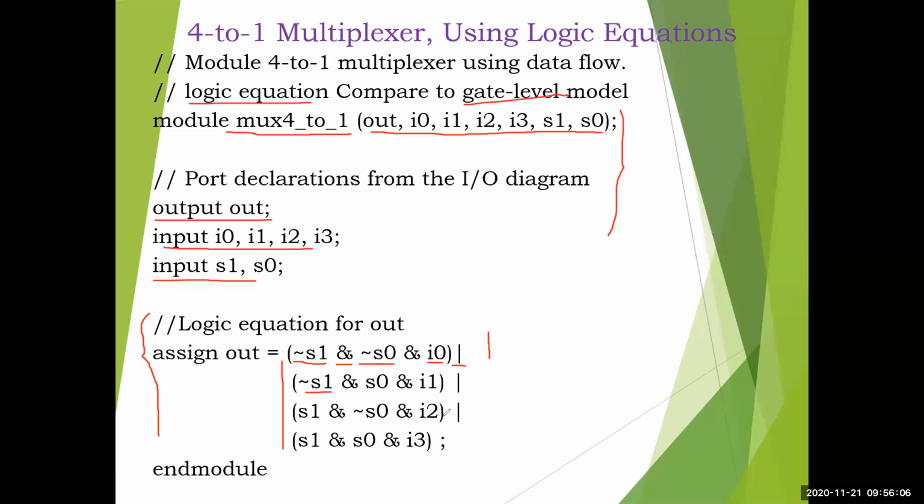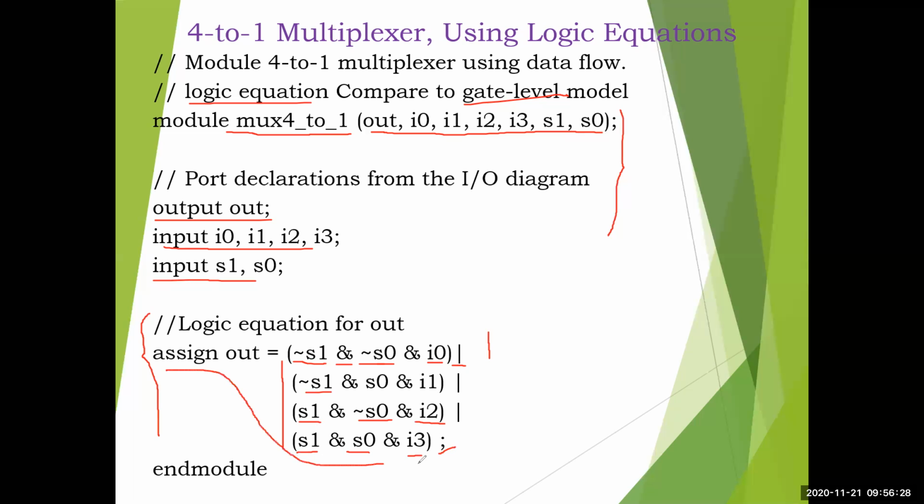Then you have S1, S0 bar, I2, right? S1 as it is, and negation we use for S0. This is how the third statement is written, and finally all are one: S1, S0, I3. After the end of the statement we write the semicolon. So this is completely a single line.